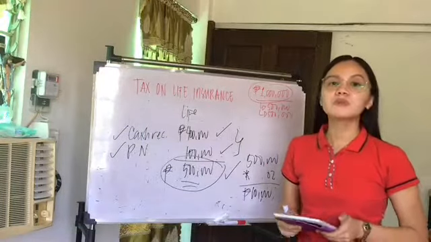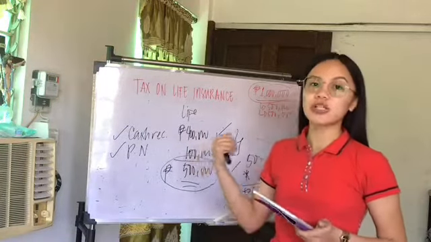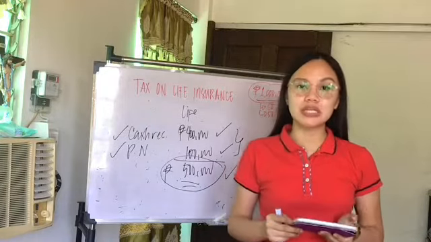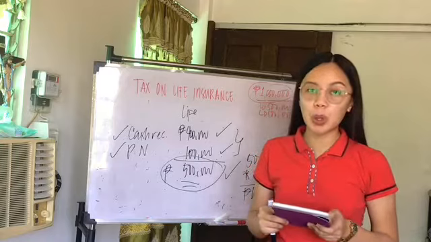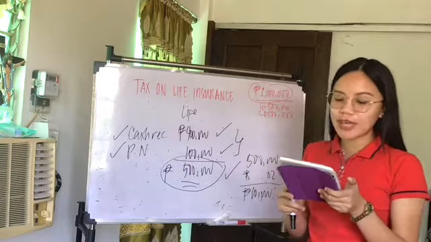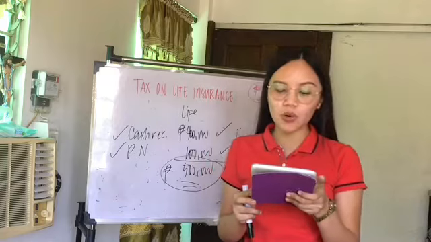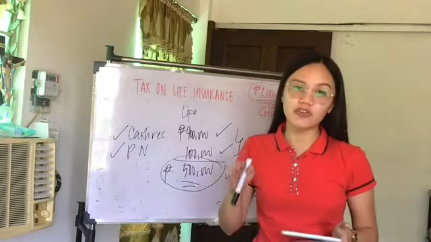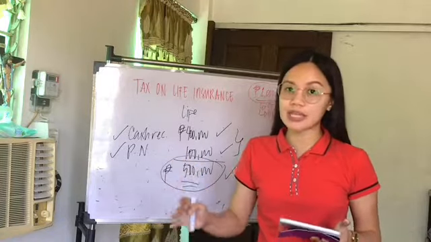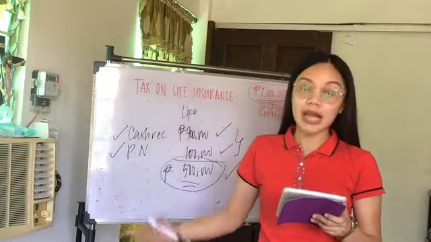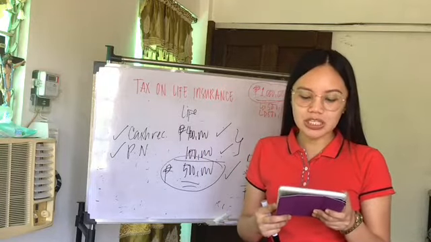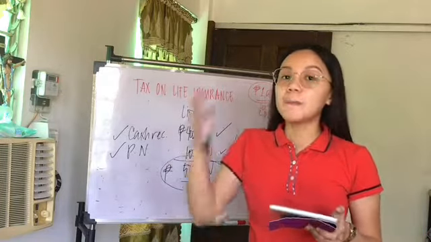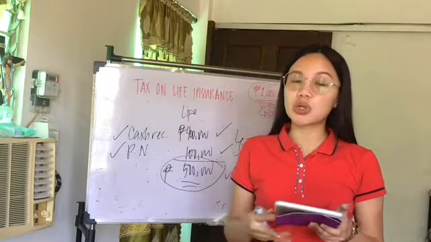Now we will proceed with the examples for your tax on life insurance. In your handouts, there are a lot of examples, but we will discuss only example number 1 and number 2. For example number 1, we have ABC Insurance Corporation, a domestic corporation, which received the following premiums net of any tax. When you say net of any tax, that is exclusive of any tax, and that is what we need for our tax base. How much is the percentage tax to be paid by ABC Insurance Corporation?